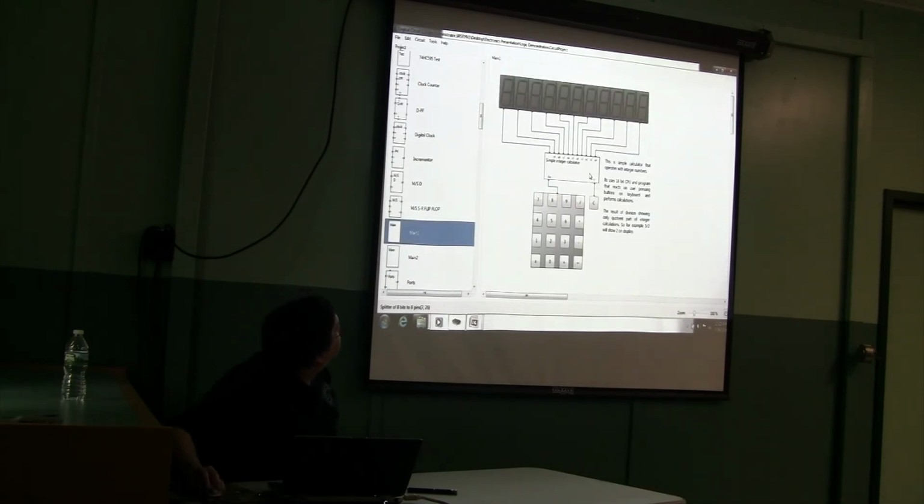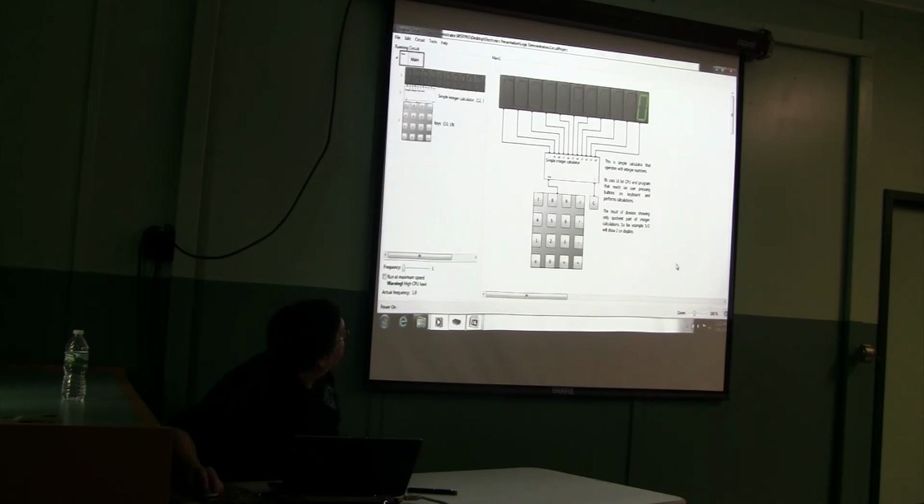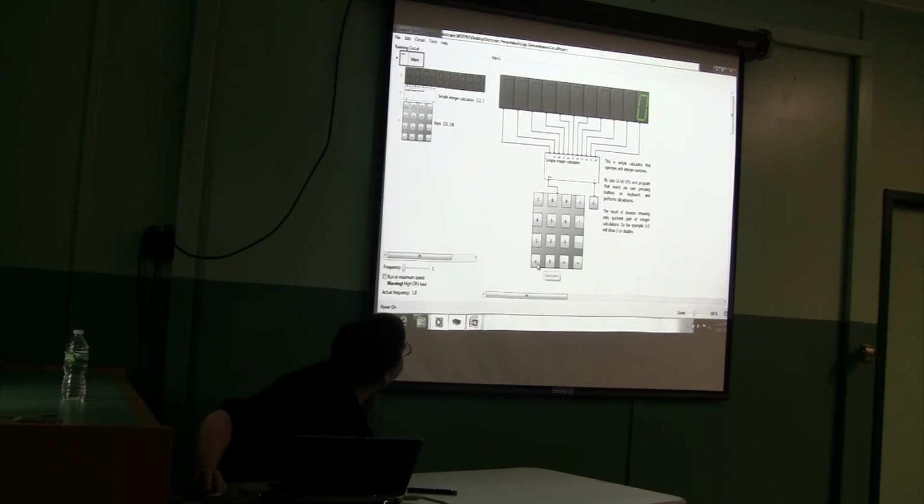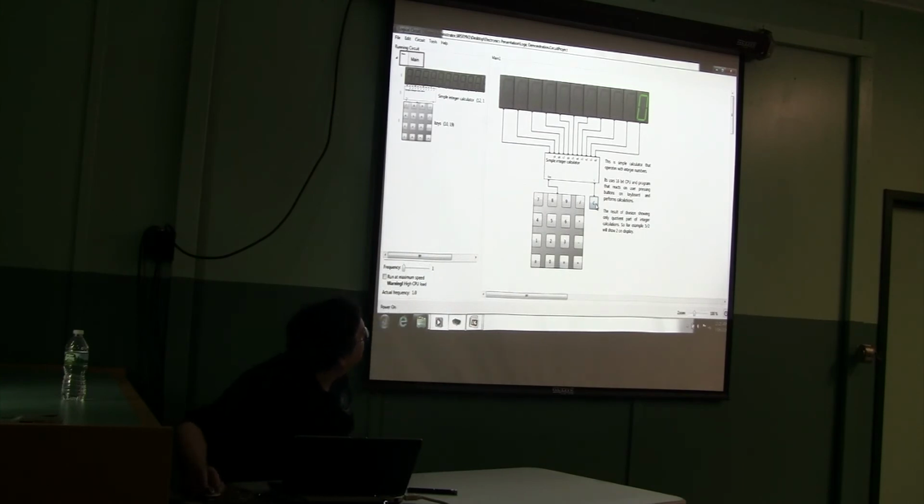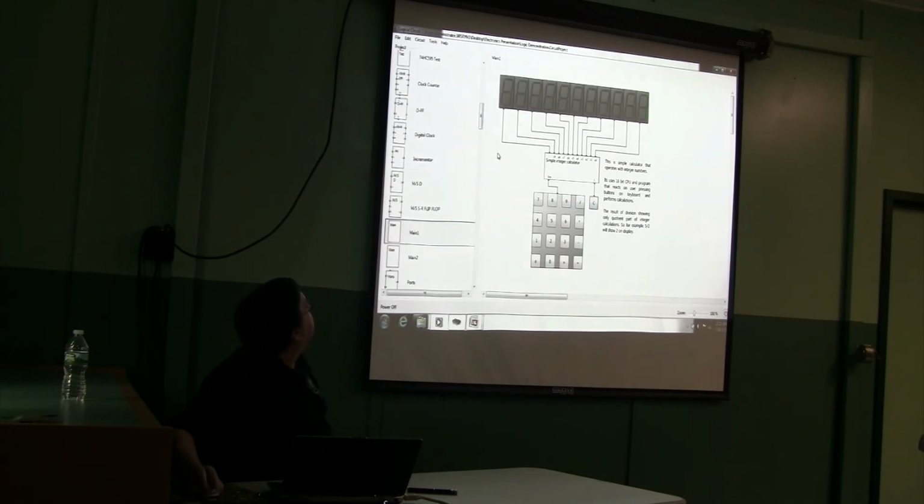So here's a calculator. I haven't played with this, so I apologize if it doesn't work. So 1 plus 2 equals... Well, this is an example that it came with. I downloaded it and imported it into this. But that's how you can add other circuits that somebody else designed, and then you can use them.